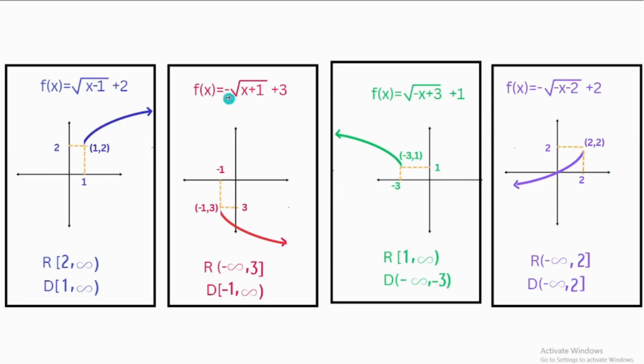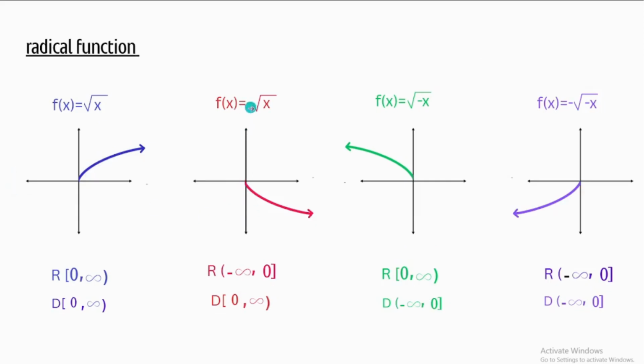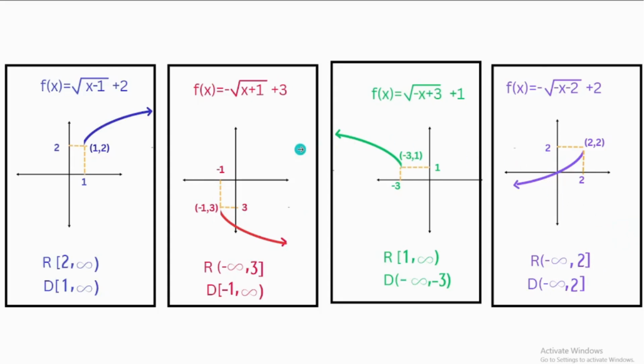The second one, there is a negative before the x. We will determine also the starting point. It's 3 for y and negative 1 for x, so the starting point will be negative 1 and 3. And as we see here, when there is a negative before the root, it will be graphed in the fourth quadrant. That's all, these radicals are drawn the same as the radicals before.